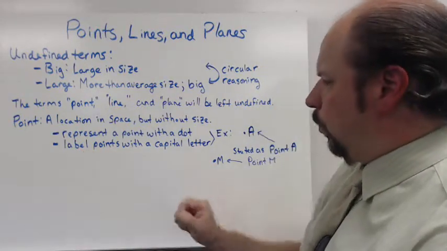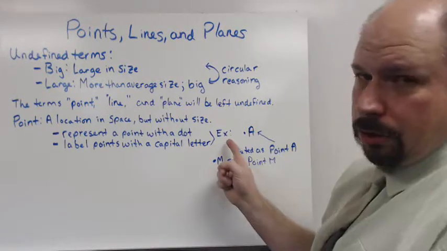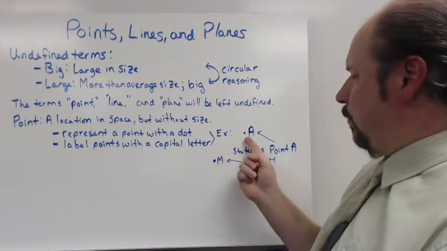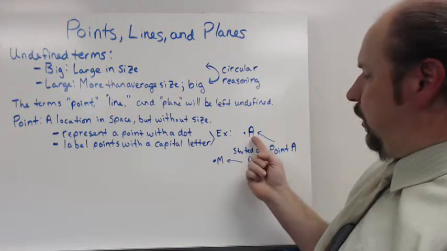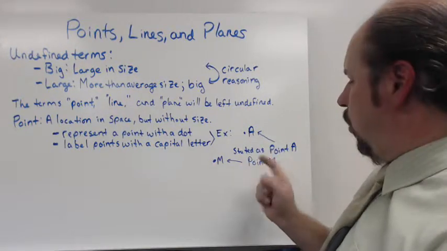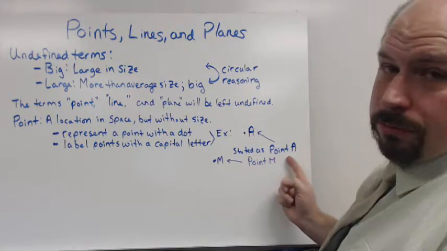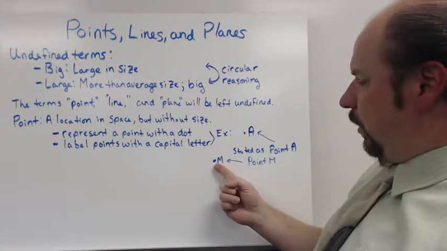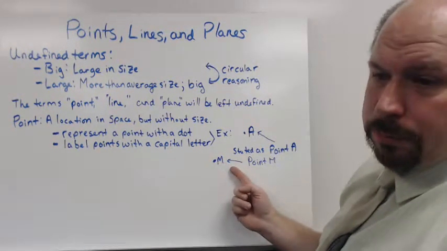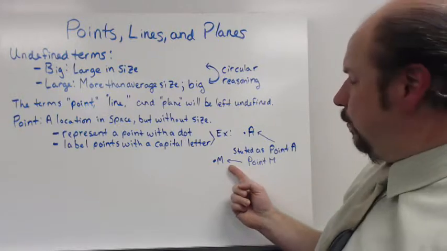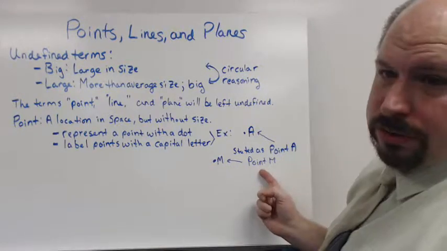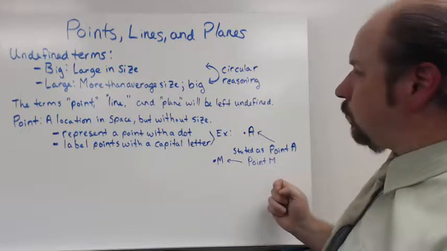So it's not the actual point, but it's a representation of that point. And we label points with a capital letter. So here are some examples. Here is our point, and we have labeled that with point A. So this is called point A. Down here we have another point. We have it labeled with another capital letter, letter M, and so we're calling this point M.